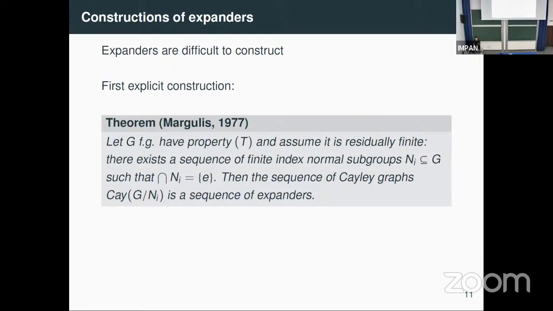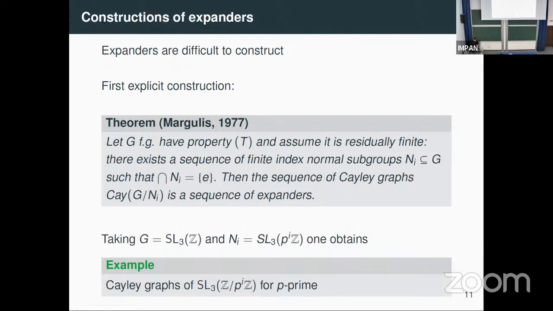who noticed that if you take a finitely generated group with property T, and if you assume it is residually finite, so there exists a sequence of finite index normal subgroups in it that are getting less and less dense in a way, so the indices of these subgroups grow and the intersection is trivial, and if you take the sequence of Cayley graphs of the quotients, then these form a sequence of expanders. Okay, and the reason for this is exactly property T. The fact that the group G has property T is responsible for the fact that these are expanders.